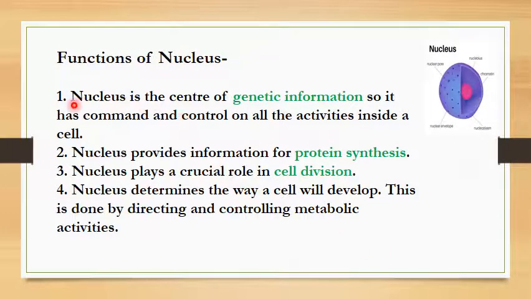Functions of nucleus. Nucleus is the center of genetic information, so it has command and control on all the activities inside a cell. Nucleus provides information for protein synthesis. Nucleus plays a crucial role in cell division. Nucleus determines the way a cell will develop. This is done by directing and controlling metabolic activities.